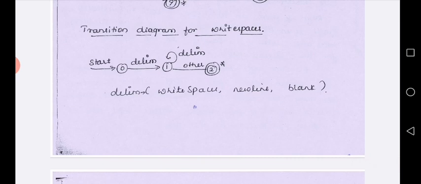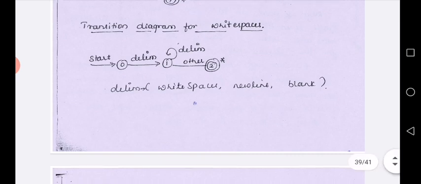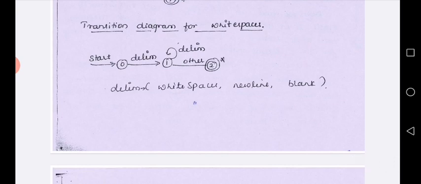Like if I write, we are from ATM, space full stop. There are many white spaces available over there. So we are going to check like 1 white space or 2, 3, 4, 5. Like that, we are having a loop for delim in state number 1. After that, if it is in a proper format, then it will be accepted by state number 2 exactly. Clear?